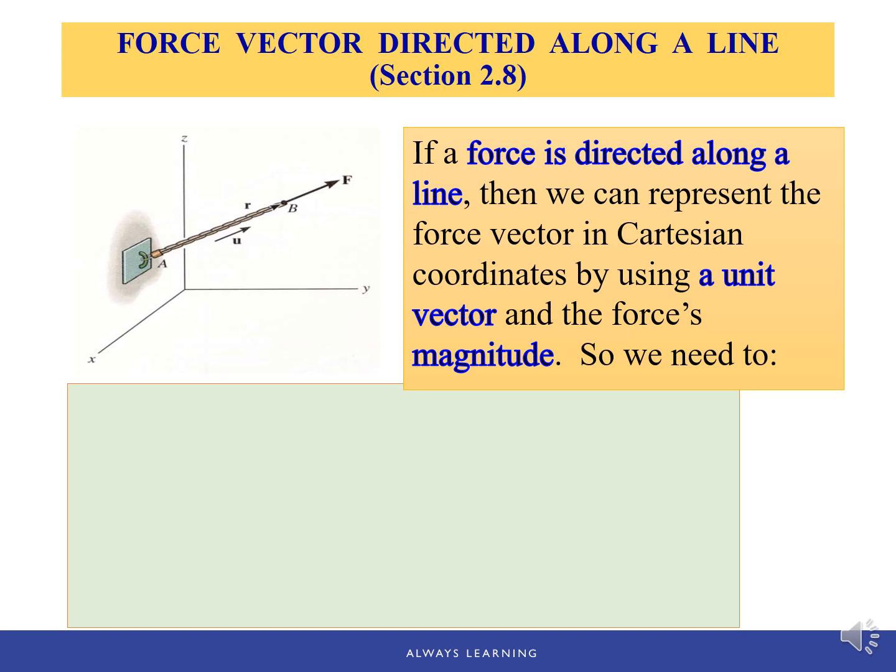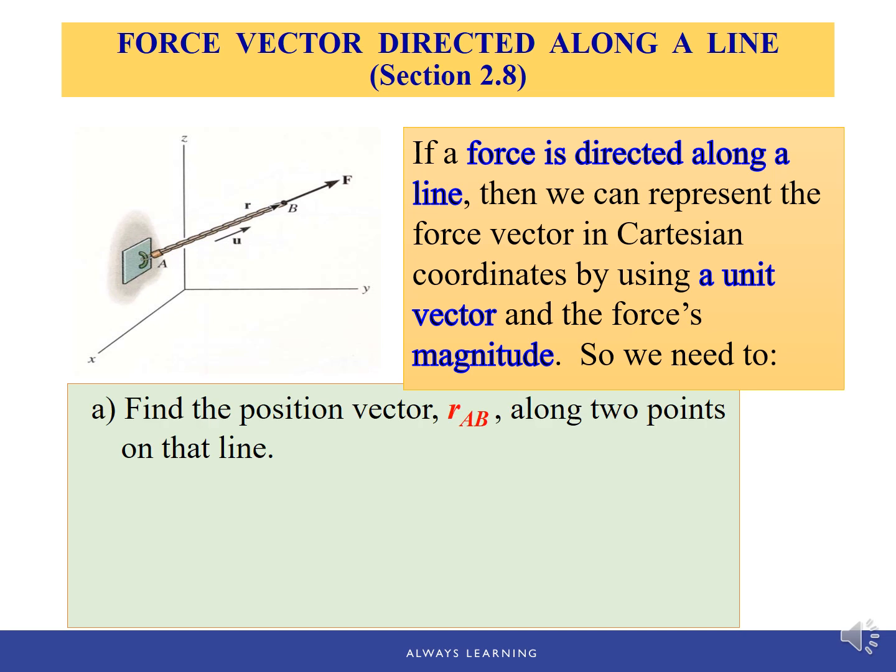Keep in mind, a vector has two components, a magnitude and a direction. So the unit vector represents the direction of a vector, and the magnitude is the magnitude. So in the given example here, we can review the steps. The first step is we can locate 2 points on the line of action of this force, A and B. And from those 2 points, we can find the position vector RAB. Those A and B points can be any 2 points on the line of action of this force F.